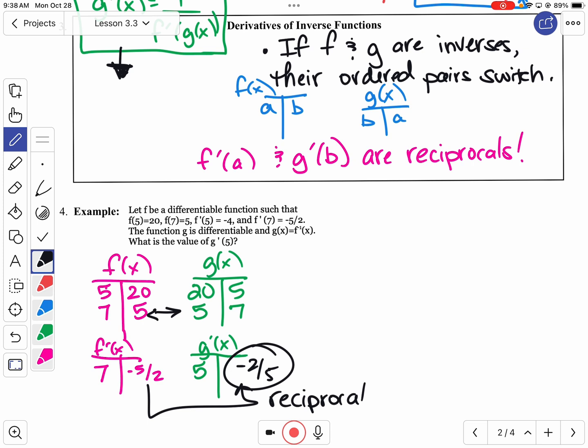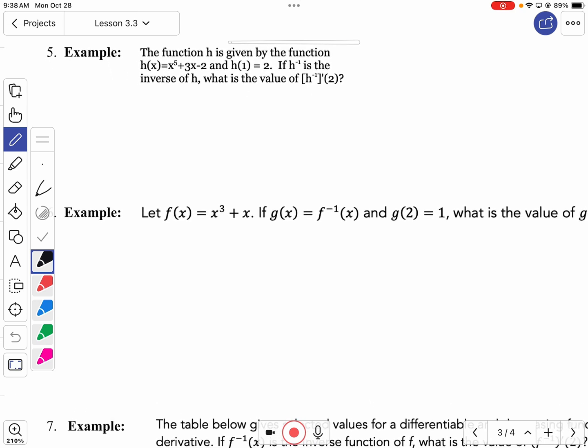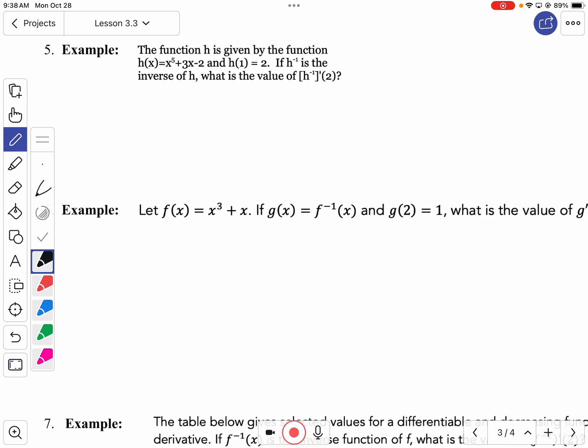The tables help me. It may not help you, but it helps me. All right, let's look at this one. So this time it goes a little more in depth. It says that the function h is given by, and it gives me an equation. Okay, so h of x, I actually know an equation this time. H of x equals x to the fifth plus 3x minus 2.